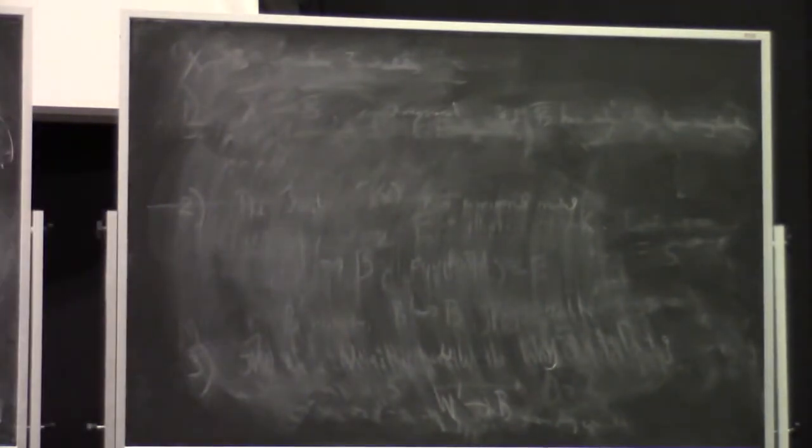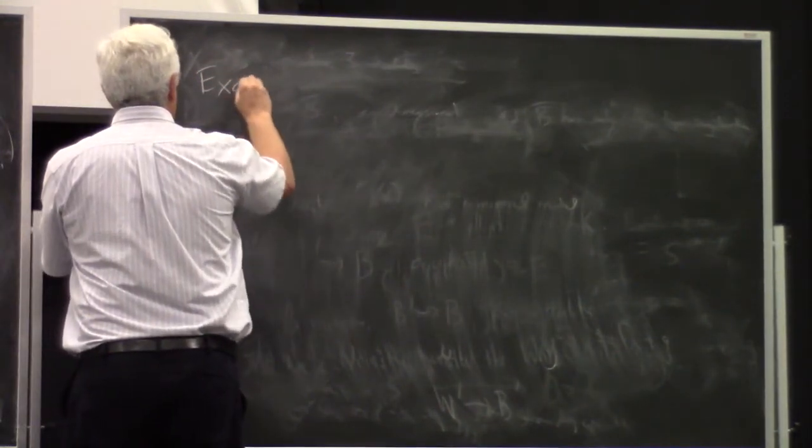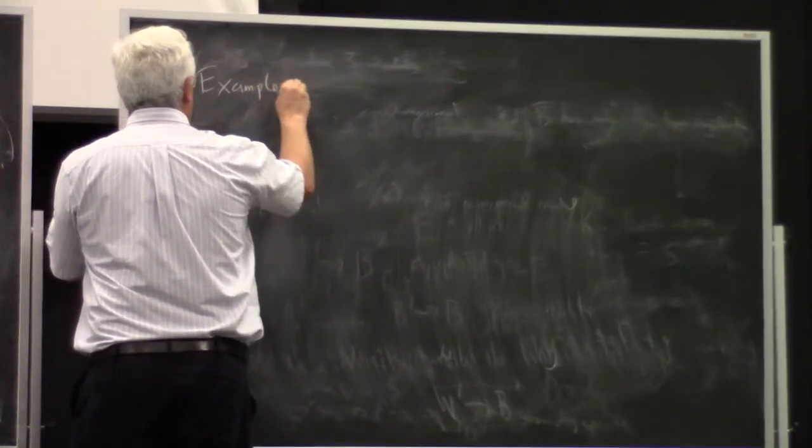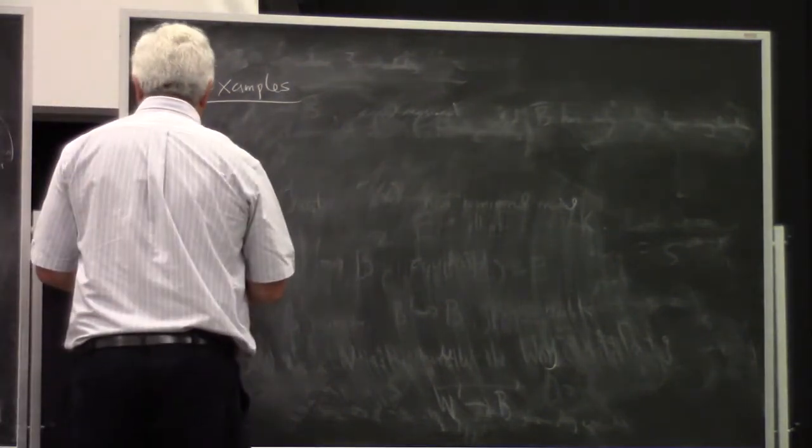Okay, so I want to give some examples to try to explain better what's going on, what some of the issues are.